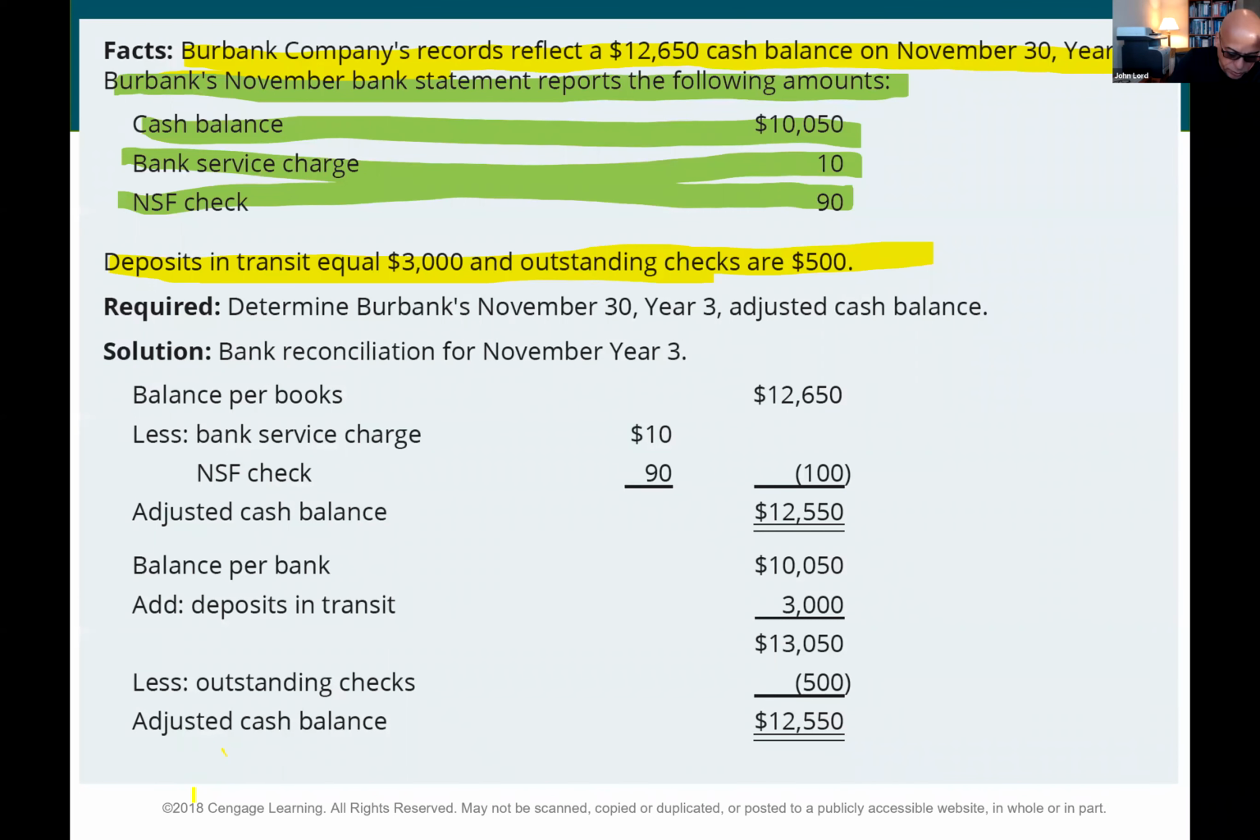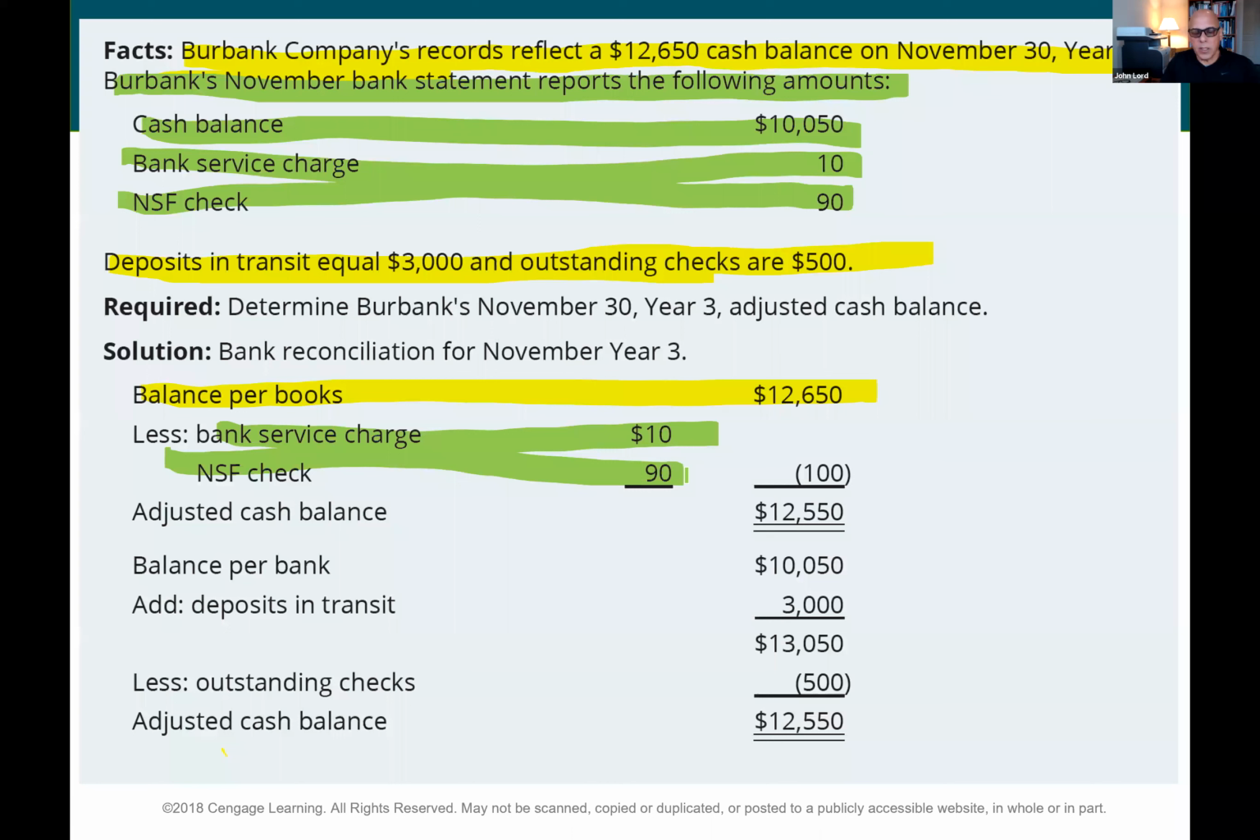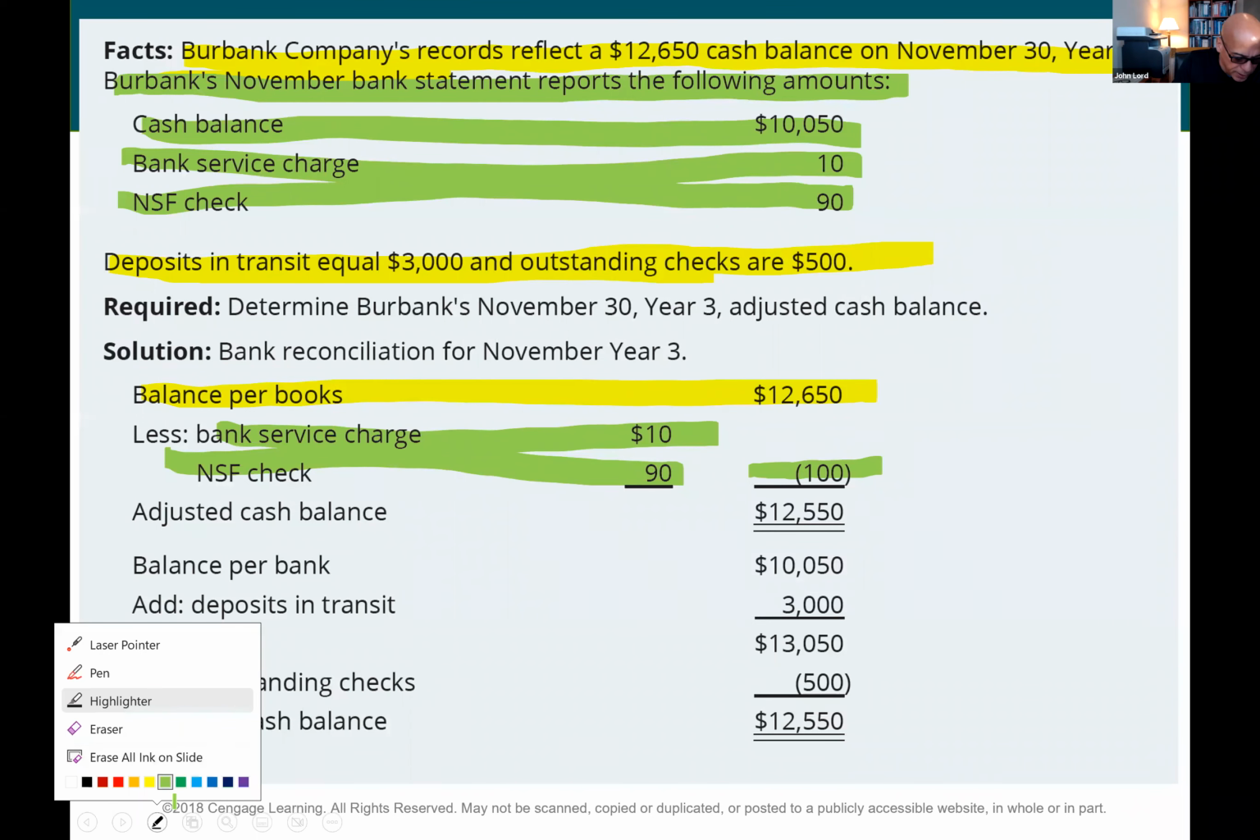So the company's records are saying that we have this $12,650, and we start adjusting it for things that the bank told us. The bank told us that there was this bank service charge of $10, this NSF check of $90. There could have been some collections that the bank made for us here that this example didn't contemplate. So we know we have to subtract the NSF check because it bounced. We have to subtract the bank service charge because we hadn't reflected that in our books. And we get an adjusted cash balance.